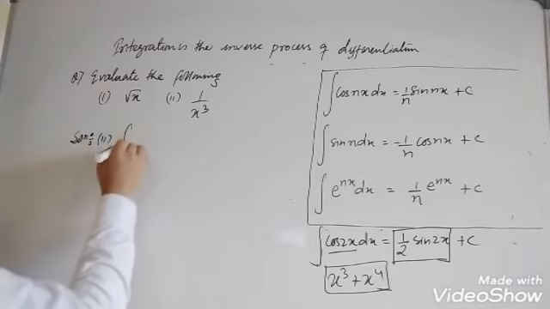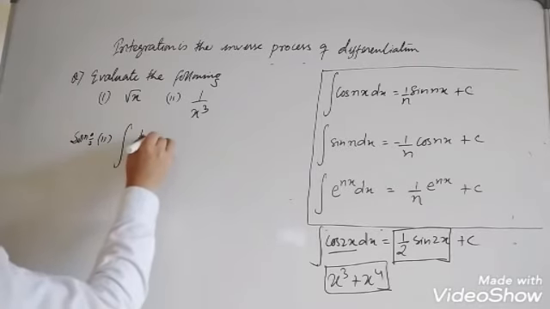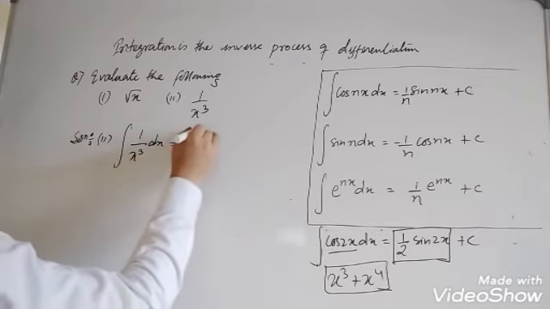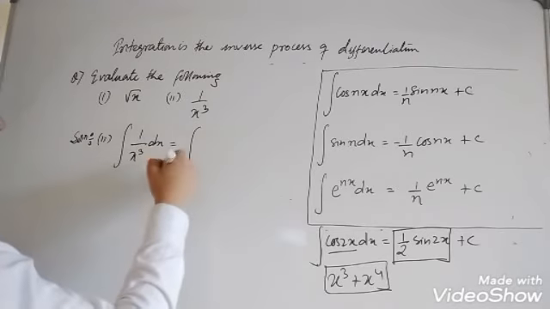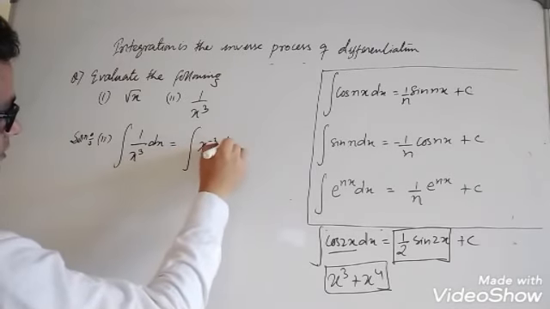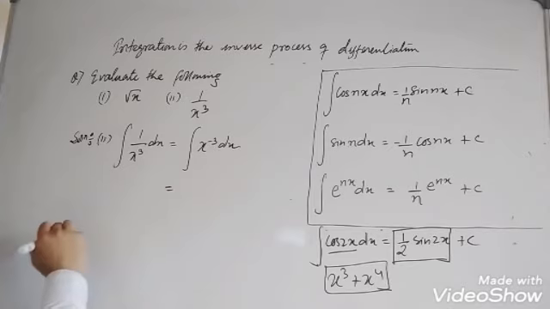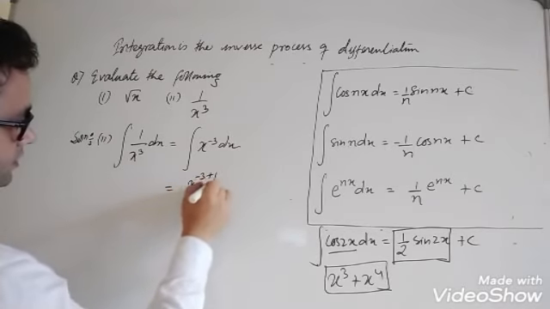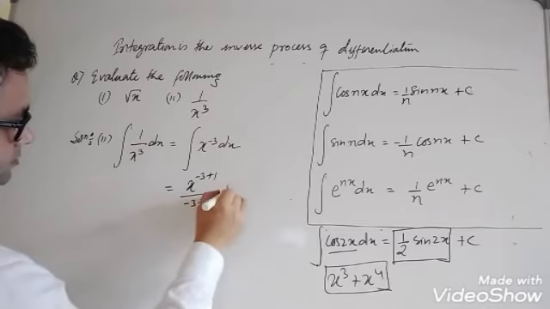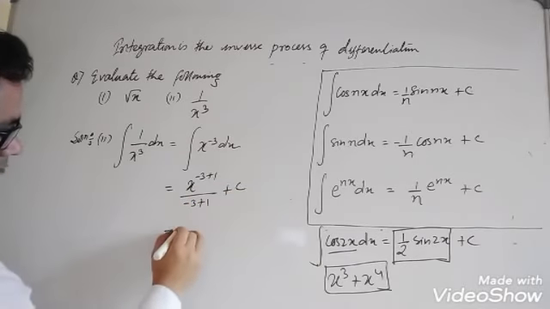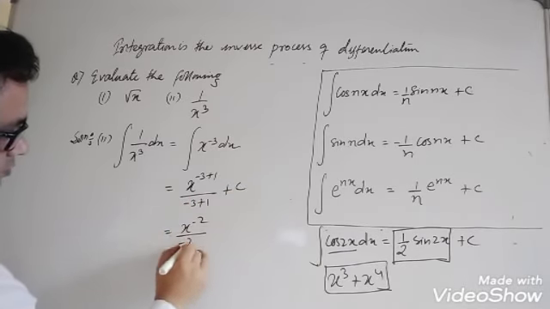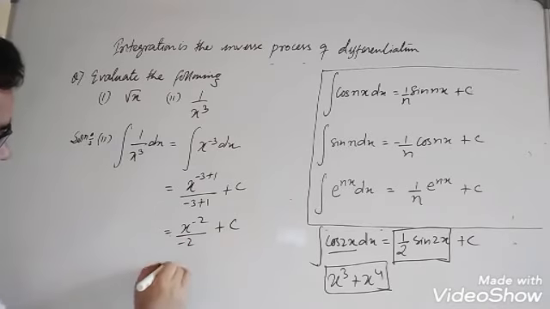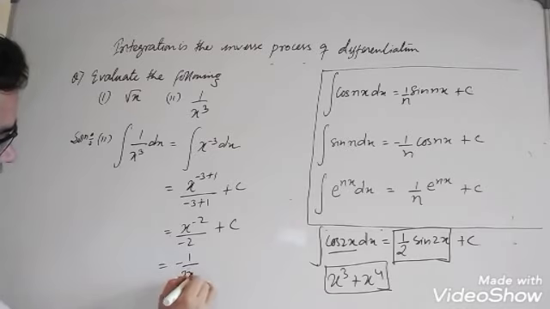Solution number 2: integration of 1 by x cube dx. Now we have to reciprocate according to the laws of exponents. This equals x to the power minus 3. So integration of x to the power minus 3 is x to the power minus 3 plus 1 divided by minus 3 plus 1, plus c. So this will be x to the power minus 2 by minus 2 plus c, which equals minus 1 by 2x square plus c. Now this is the answer.